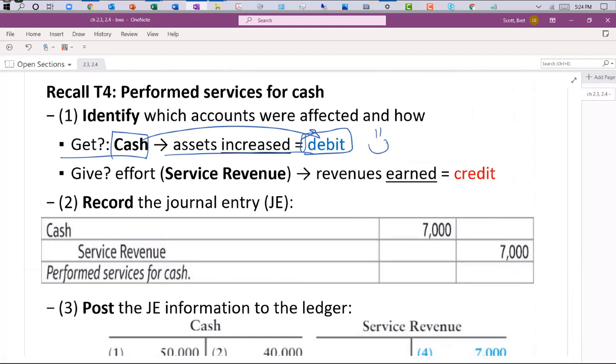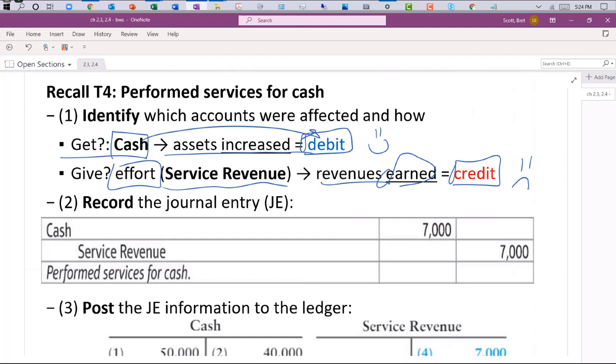The offsetting part of the journal entry is the effort. That's the work we put in. In the case of effort or work, we call that service revenue. Revenues earned result in a credit to those accounts. I don't like credits because, well, in this case, I don't like to work. I like cash, but I have to work. Yeah, there's an emotional attachment to each one of these. That seems kind of ridiculous, but that's how I remembered it.